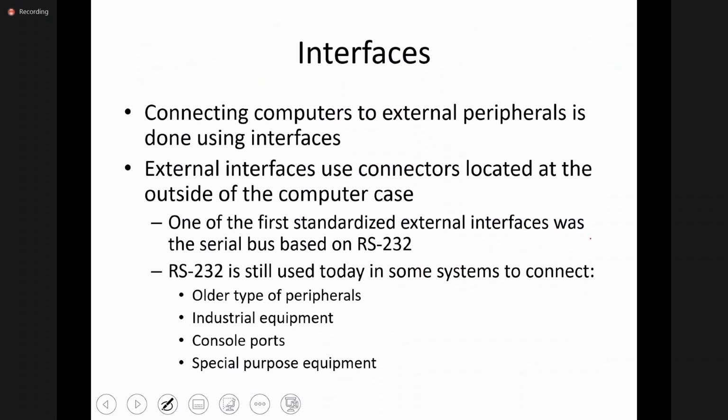Okay, now we will talk about the interfaces. Just to simplify the contents, if you are looking at your computer or PC from the back, you will notice some ports.